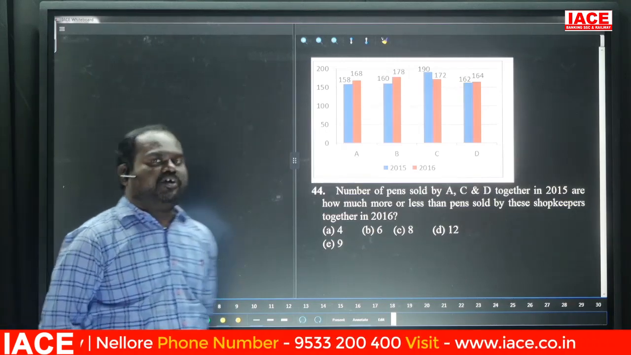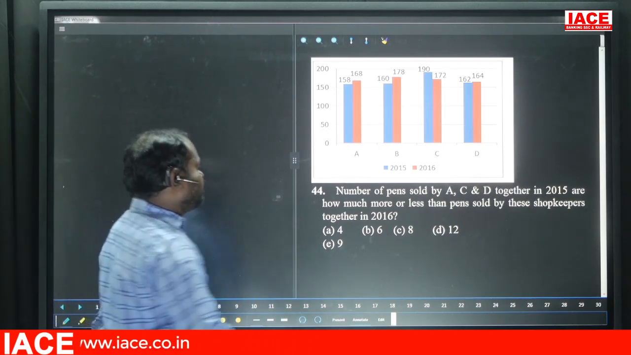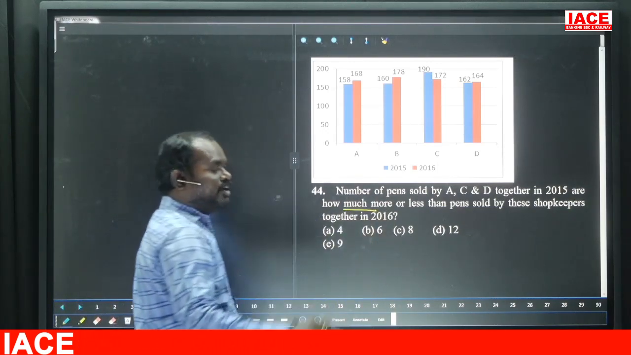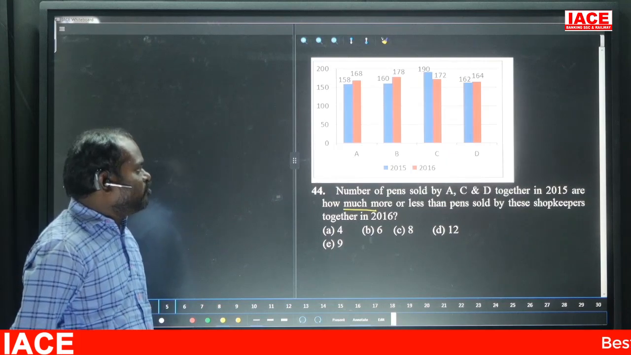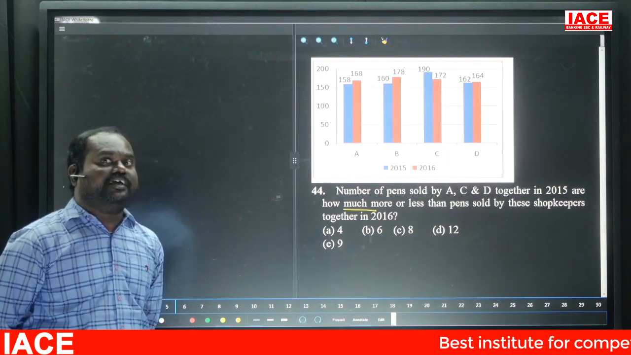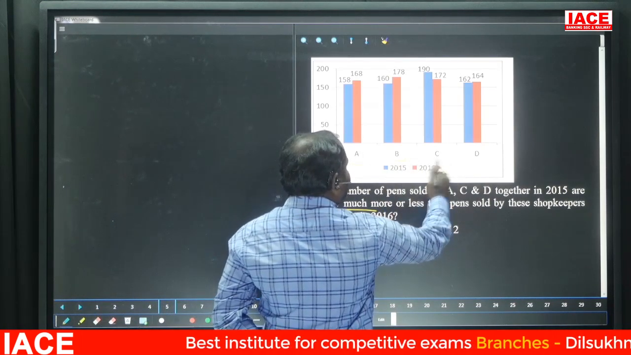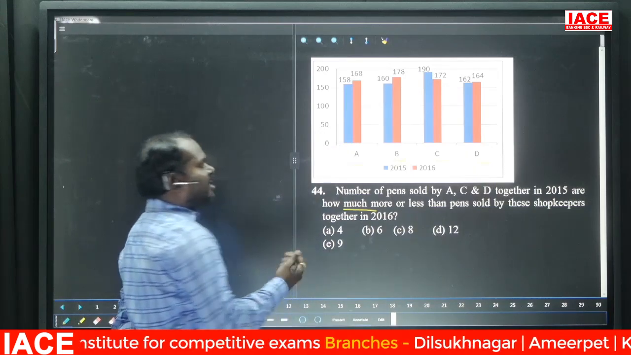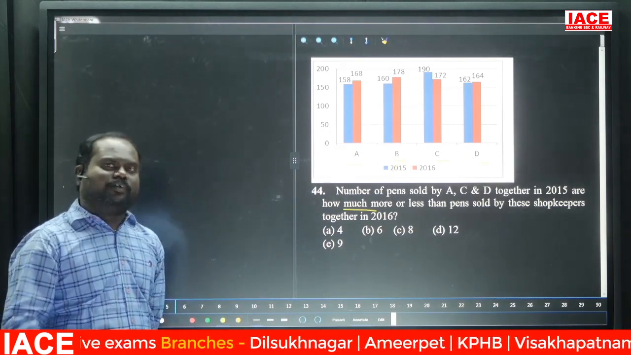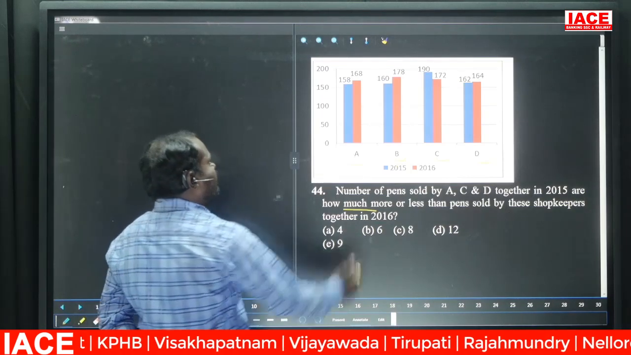Question 44: the number of pens sold by A, C, D together in 2015 are how much more or less than the pens sold by these shopkeepers in 2016? We are taking the difference between 2015 and 2016 for A, C, D. For example, if A is less, take it as negative. We can take entire values, otherwise we can take individual values.